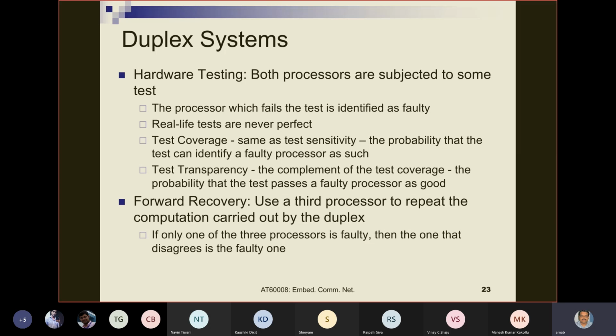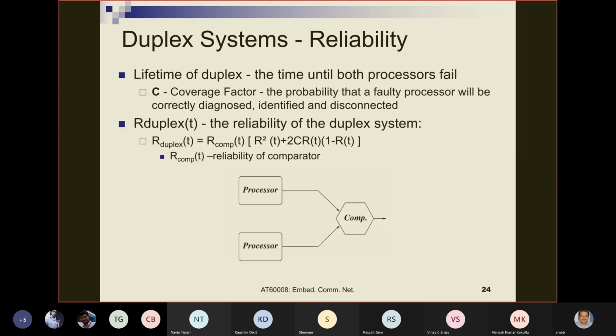So hardware testing. Both processors, you can think of them as components, are subjected to some test. The processor which fails the test is identified as faulty. Fine, again, the real life tests are never perfect, so there is a test coverage with respect to sensitivity and specificity. There is nothing much more in this. Okay, let us go into this part, and then we will move to Byzantine failures.